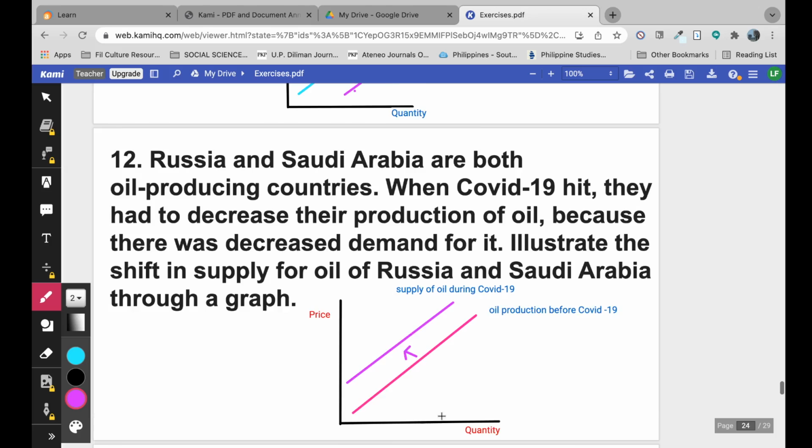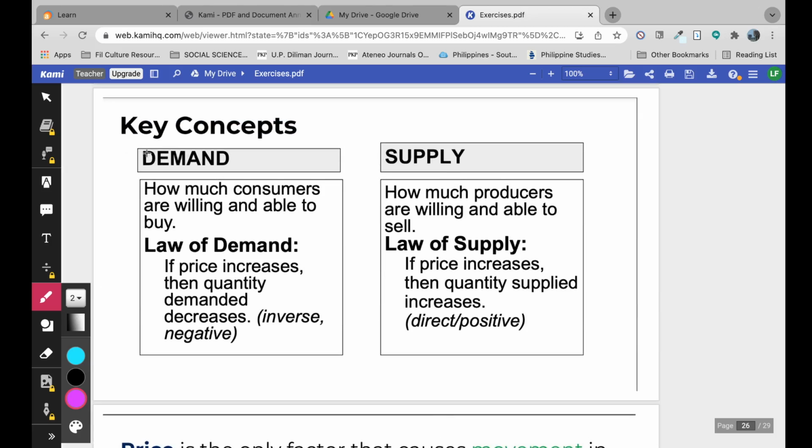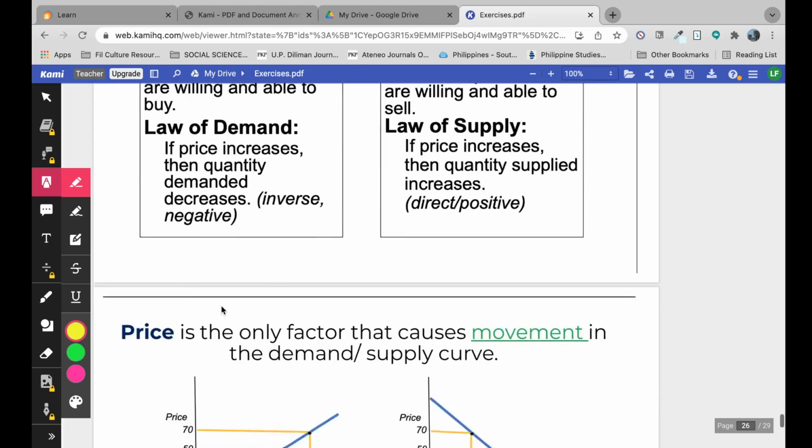For now, make sure you also review yung key concepts natin. Eto talaga yung foundations, guys. So make sure that you figure out demand and supply and the difference between them. Demand, willingness and ability to buy of consumers. Supply, willingness and ability of producers to sell. The law of demand says that if price increases, then quantity demanded decreases, while the law of supply says that if price increases, then quantity supplied increases. It's a positive relationship, while for demand, it is a negative or inverse relationship.